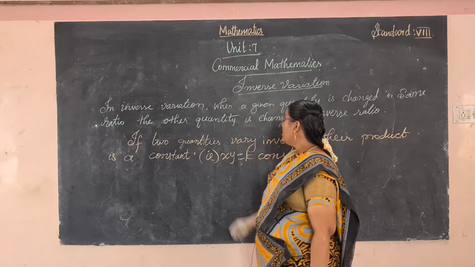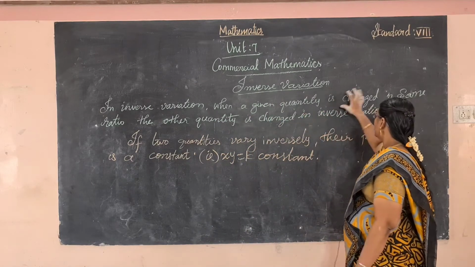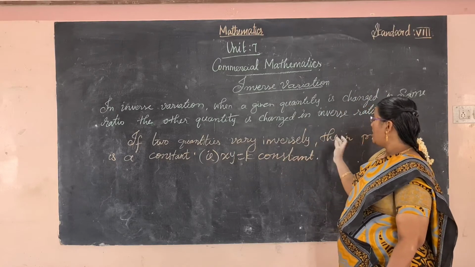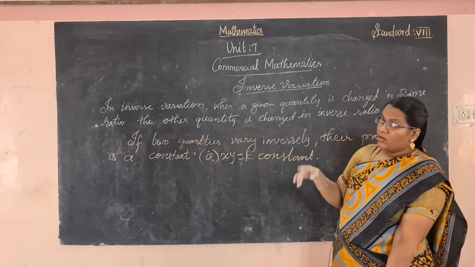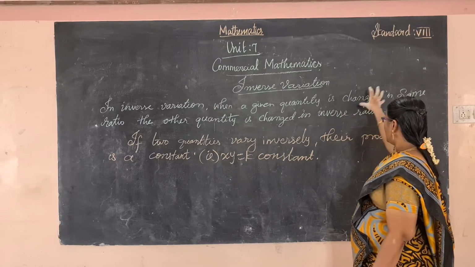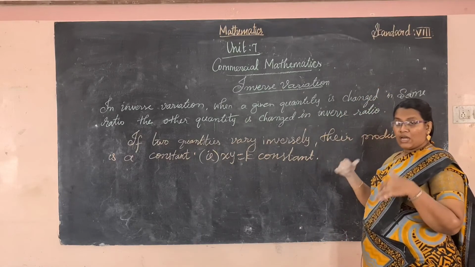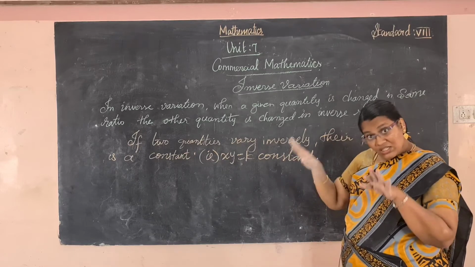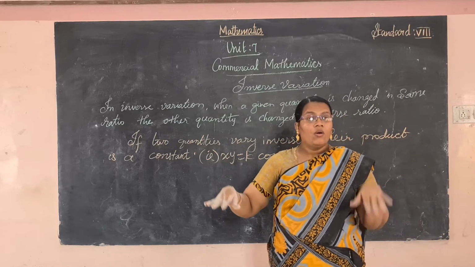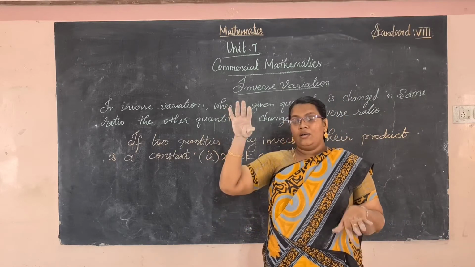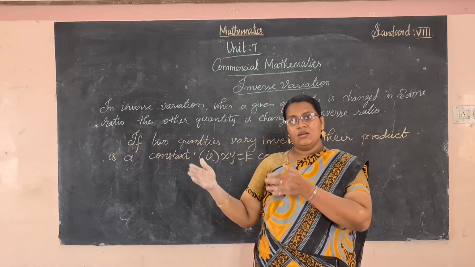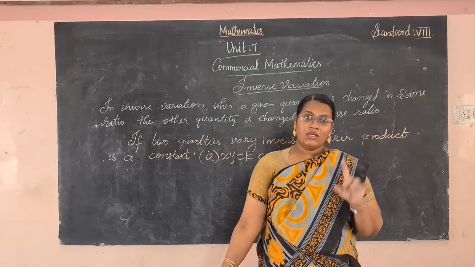In inverse variation, when a given quantity is changed in the same ratio, the other quantity is changed in the inverse ratio. In direct variation, when the given quantity is changed in the same ratio, the other quantity also changes in the same ratio. So if one quantity is increasing, the other quantity also increases; if one is decreasing, the other decreases. This is called direct variation.